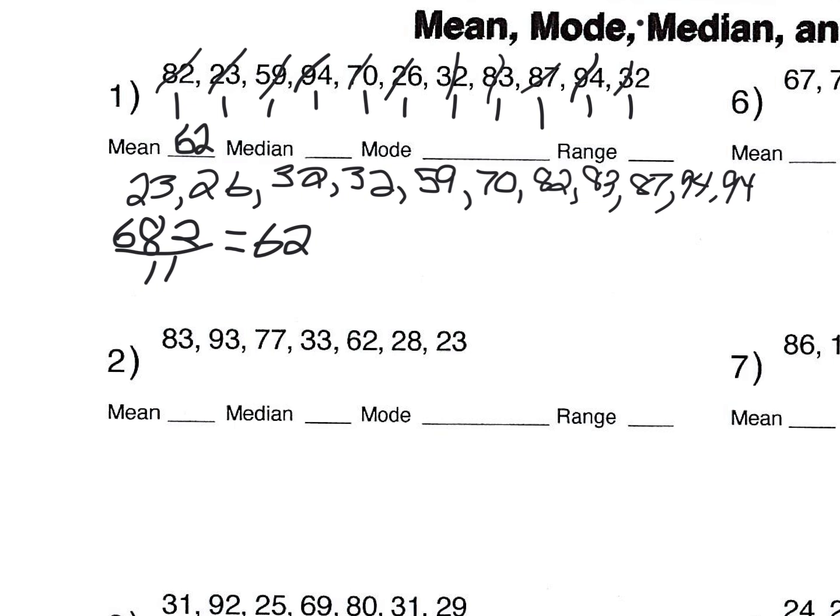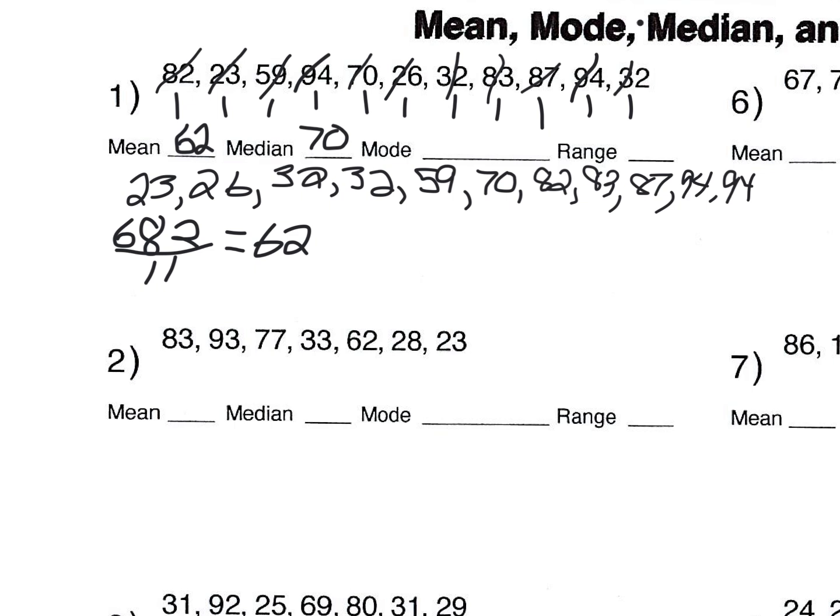Okay? The median is the middle number. So what I usually do is I take my fingers and I cover the first and the last number. And then I start working my way in towards the center until I find the middle number. So cover up the 23 and the 94. Cover up the 26 and the 94. 32 and 87. 32 and 83. And 59 and 82. And the number that's showing in the middle is my median.